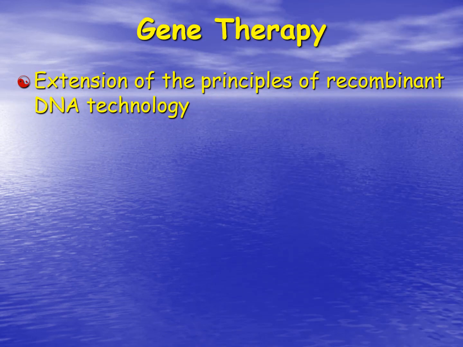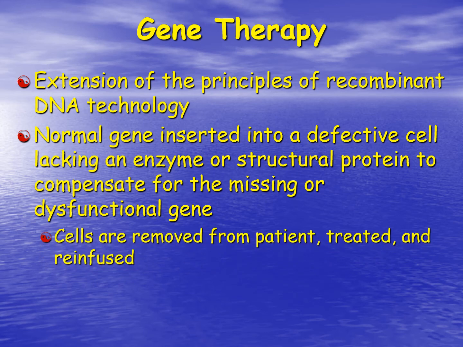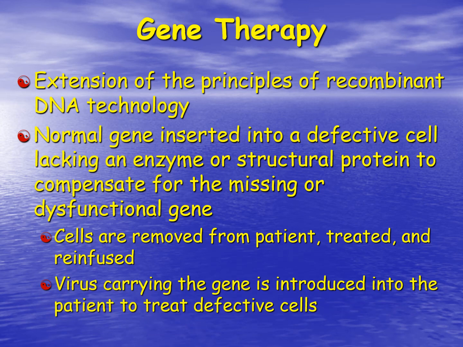Now, gene therapy is an extension of the principles of recombinant DNA technology, but what we're really trying to do with gene therapy is fix the gene that is abnormal within a person or cell. So the normal gene is inserted into a defective cell, let's say one that lacks the gene for an enzyme or structural protein, that will compensate for the missing or dysfunctional gene. The cells are removed from the patient, treated, and then reinfused, and hopefully will then basically grow within the patient and become normal or produce the normal product.